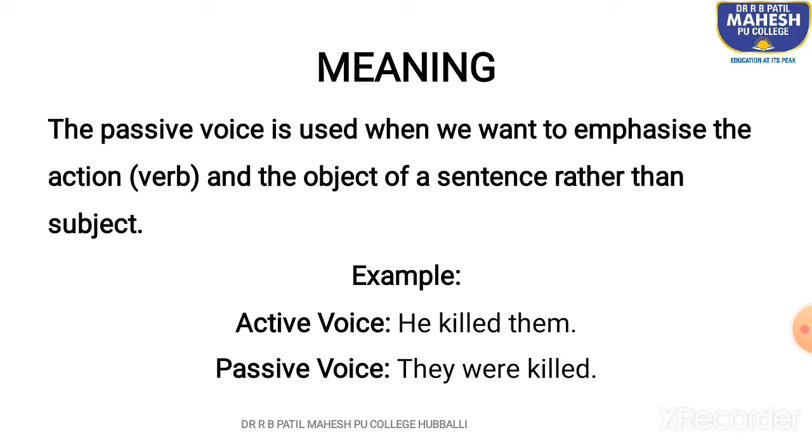So going back to the meaning, the passive voice is used when we want to emphasize the verb, the action, and the object of a sentence rather than the subject. In the active, it was he, the subject, but in the passive, we want to emphasize the object and the action. The emphasis in the passive voice is on the object, which becomes the subject now. They were killed. The object of the active is emphasized when we use the passive voice. So, they were killed is what the passive voice says.